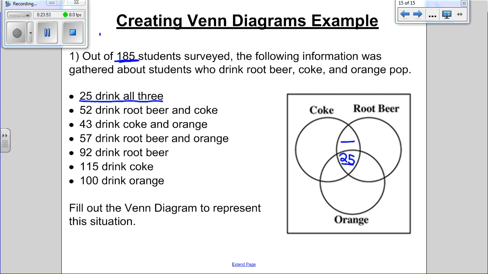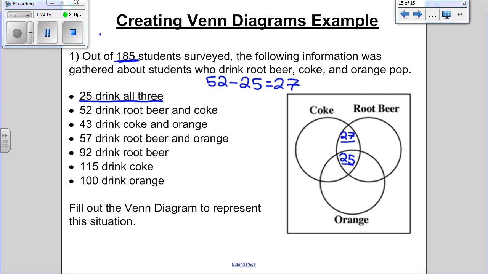52 minus 25 would tell you how many people were missing that drink Coke and root beer. So 27 people drink just Coke and root beer. 25 drink Coke and root beer and orange pop, but they would still count as people who drink Coke and root beer. They're on the edge. They take everything.